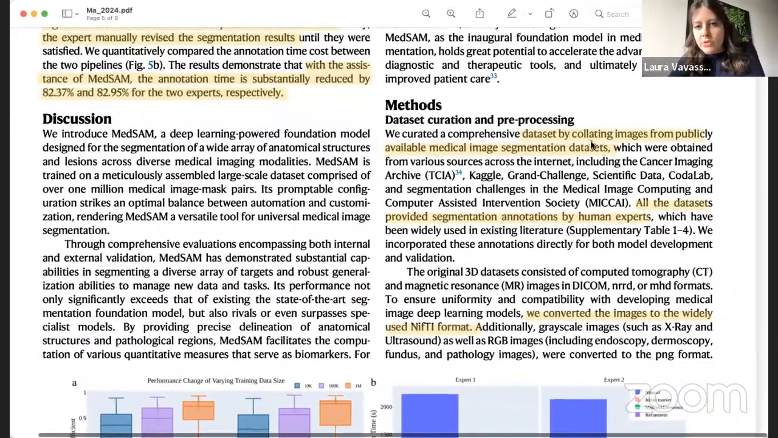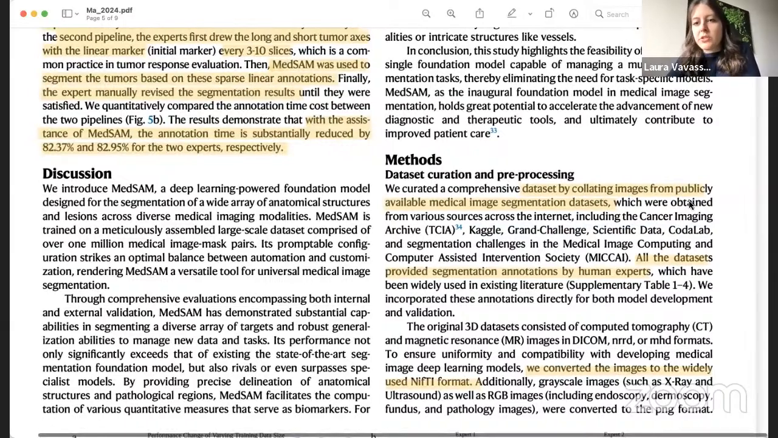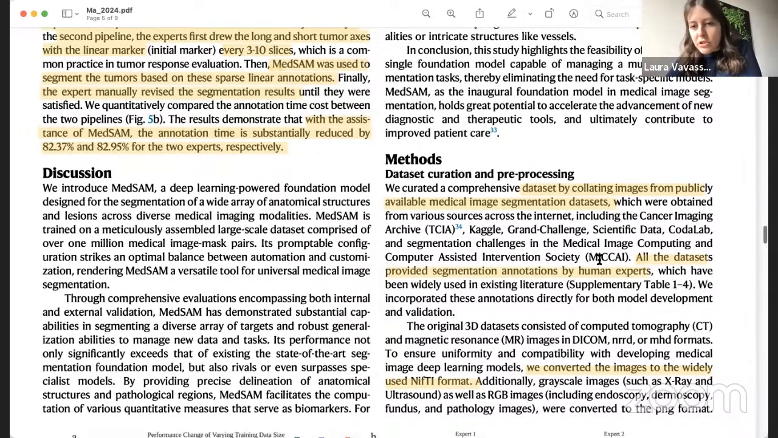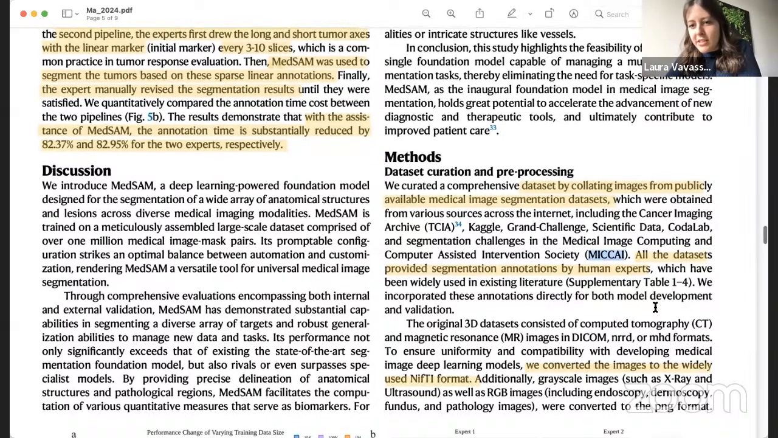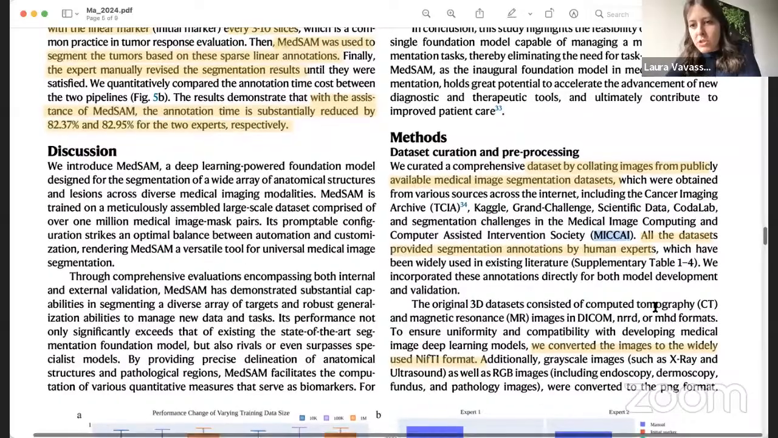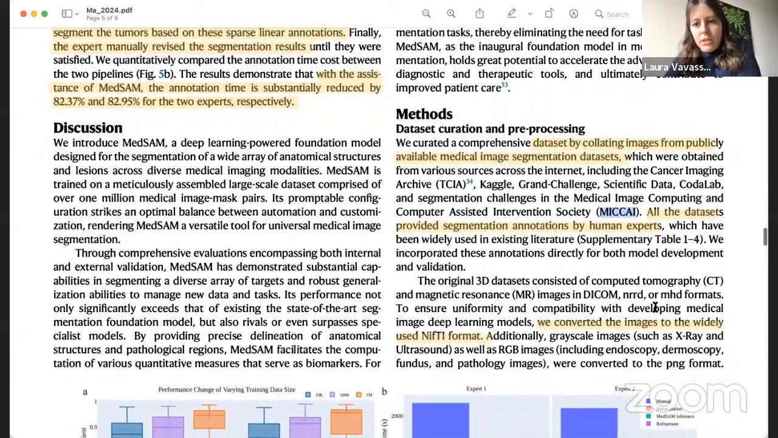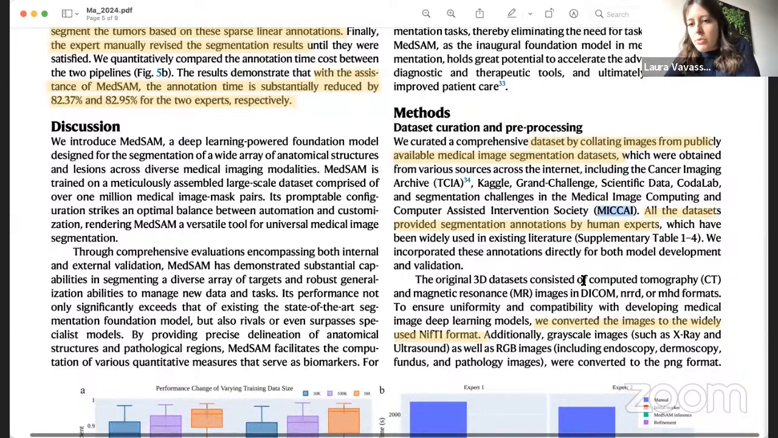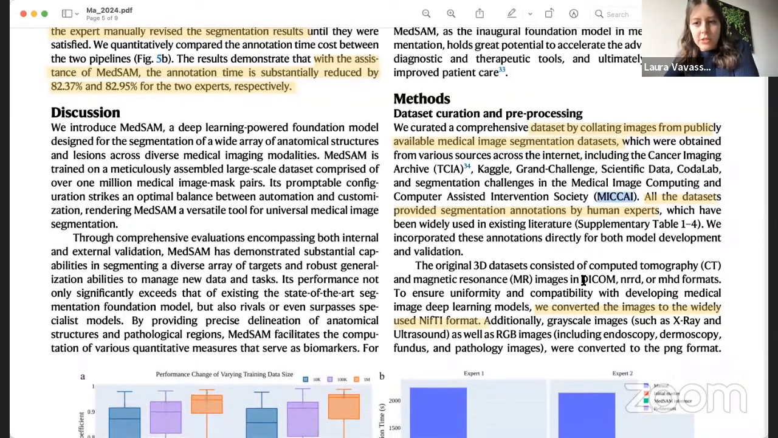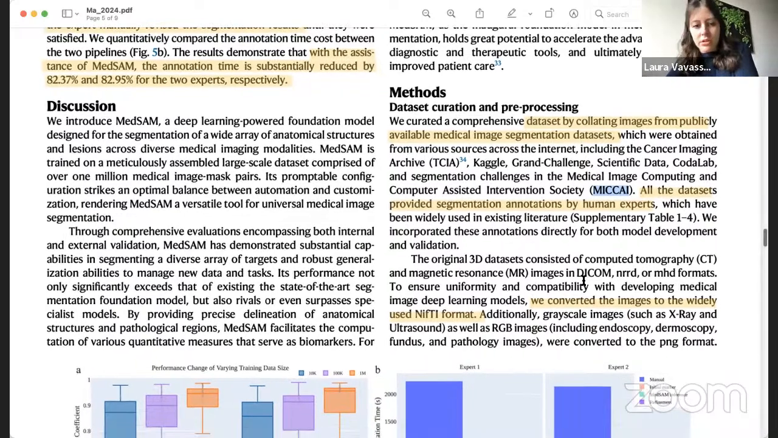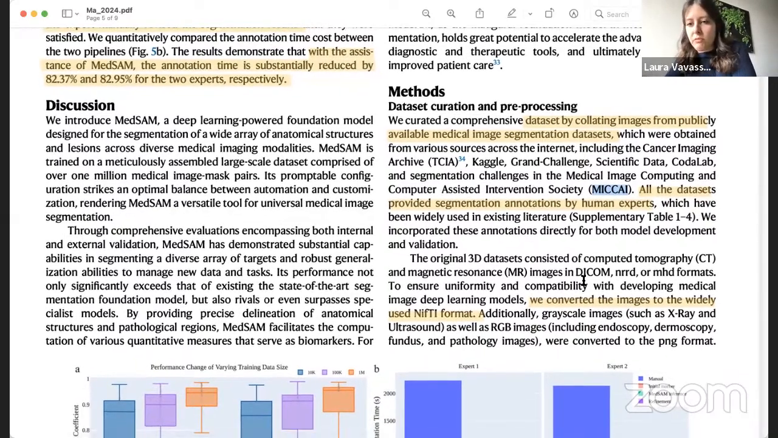So, dataset curation and pre-processing, creating images from publicly available medical image segmentation datasets. And then there is the definition of where they got it. And I guess MICCAI is a big, let's say, society, so they were able maybe to get a lot of images from there. And they just say that they are freely available, and they did a bit of quality assurance of the data to see if the annotations actually matched the target of segmentation and stuff. But it seems to me that they are freely available.